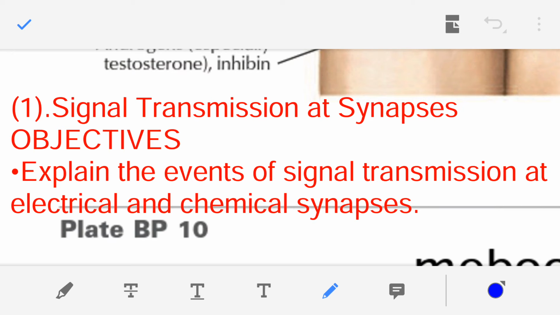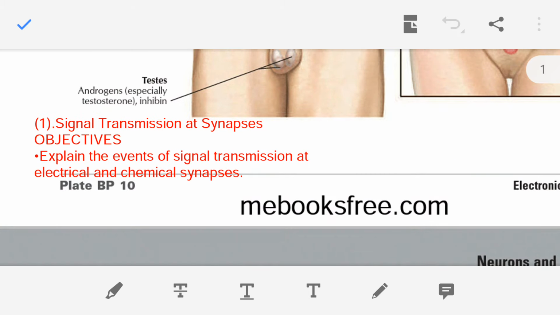Today in this lecture, we are going to learn how the nerve impulse propagates through the synapses. The learning objective is to learn about two types of synapses: one is electrical synapses and the second is chemical synapses. In both these synapses, we will discuss how the nerve impulse propagates and what the structure of these two synapses is.